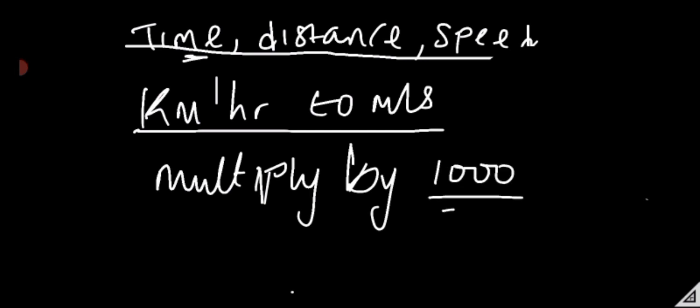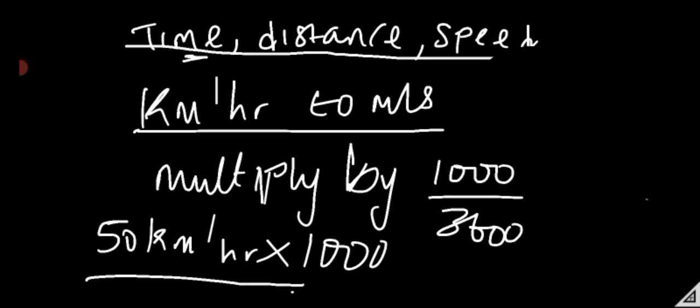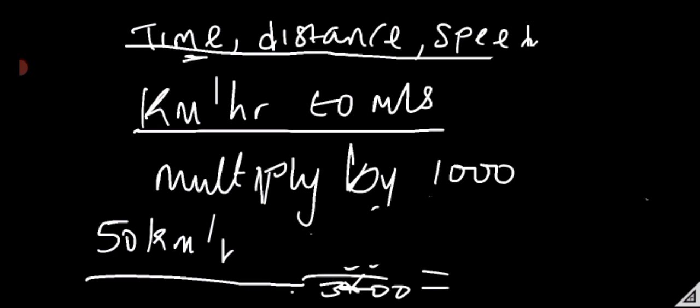1000 over 3600, right? So for example, let's say we have a question in which the speed they gave you was 50 kilometer per hour. You are not supposed to solve with this. You are supposed to solve with meter per second. So to convert this 50 kilometer per hour to meters per second, you have to first of all multiply it by 1000 over 3600, right? Then your answer will now be what you will use to calculate. Alright, so I think we are done with that.